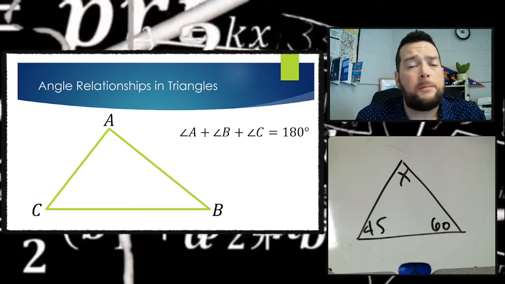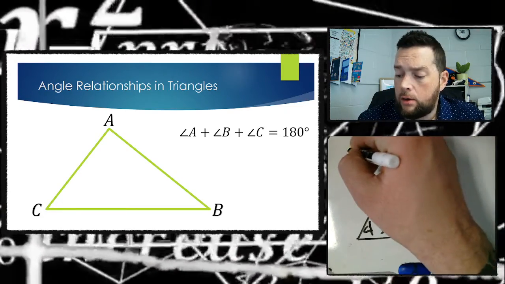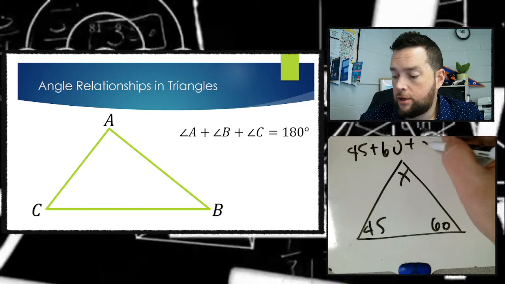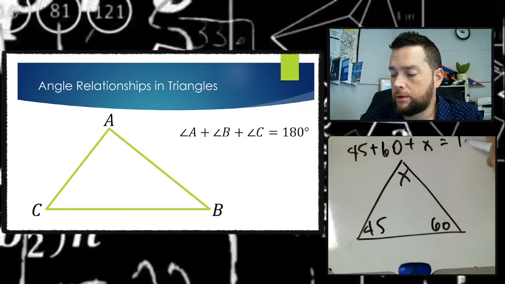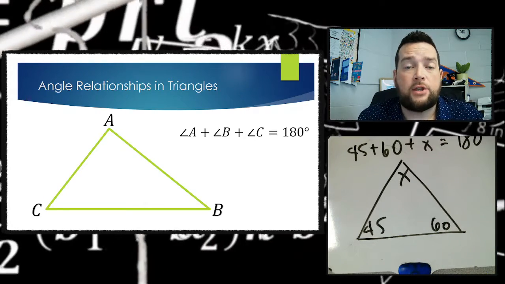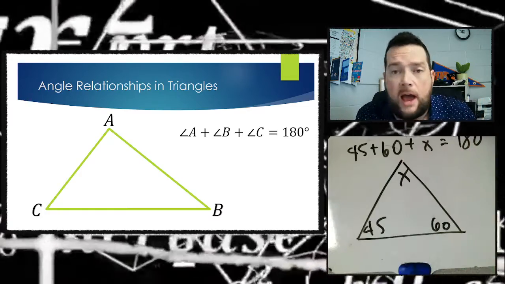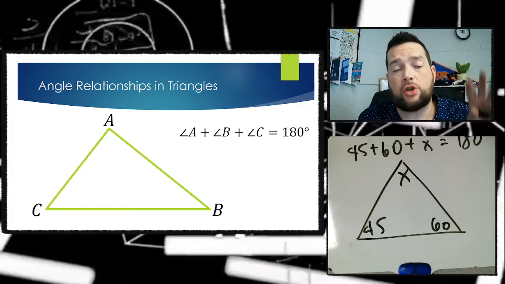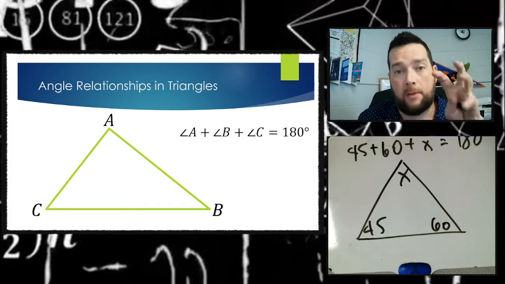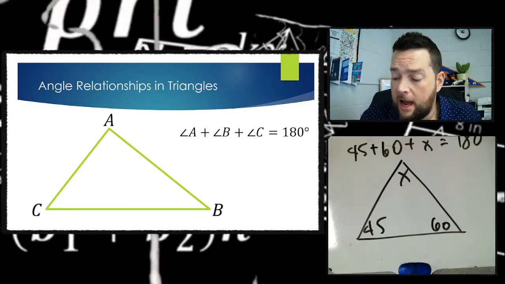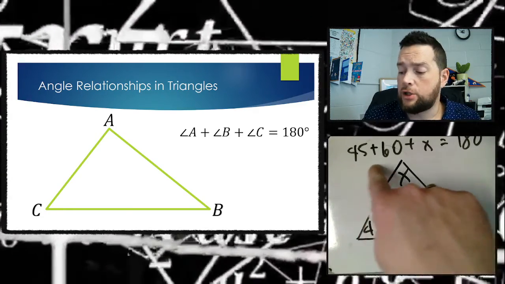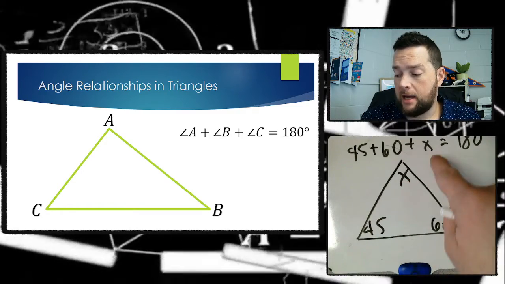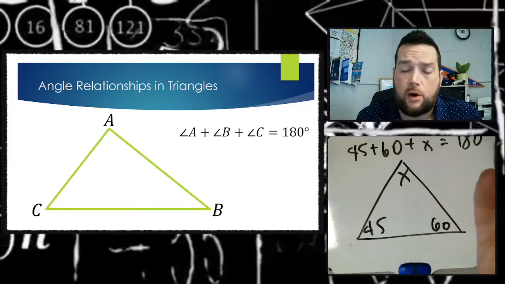You can just write a simple equation. You know that one angle plus another angle plus the third angle is equal to 180 degrees. You can use that knowledge to write an equation, and that's what we're about to do in this video: start writing equations from the information you've been given. So one angle plus the other angle plus the last angle all equal 180, and then you can solve that equation.